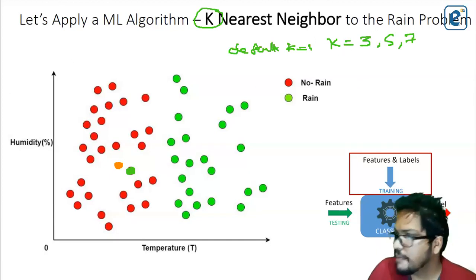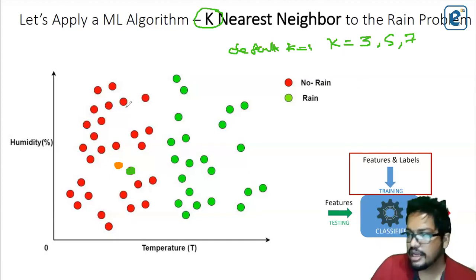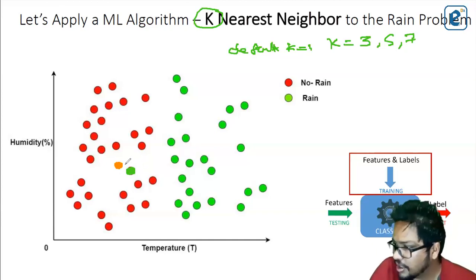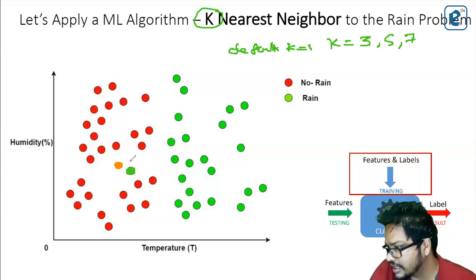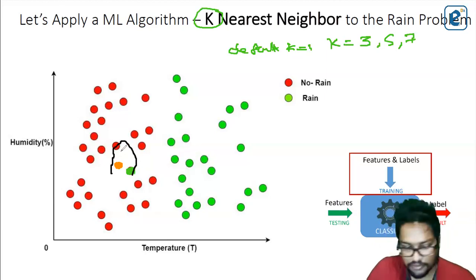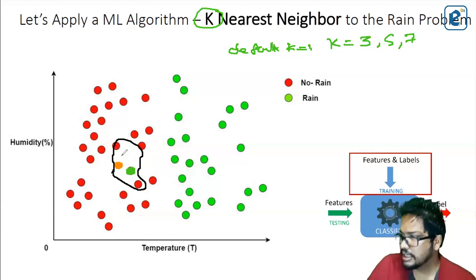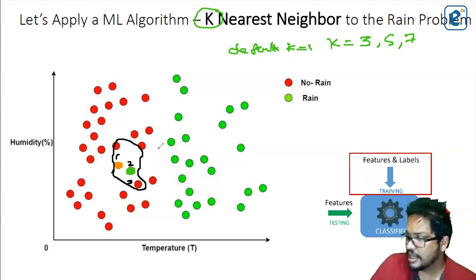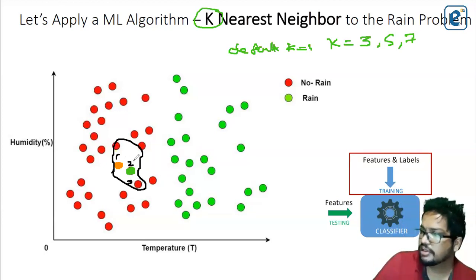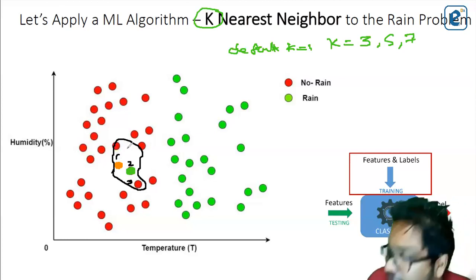Now, what will happen when k equals 3? It's not going to take just the nearest neighbor, but it's going to take 3 nearest neighbors. 1, 2, and 3. Then what's it going to do? Then it's going to take the majority.